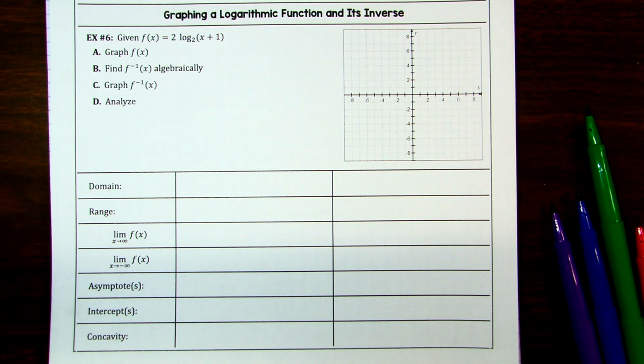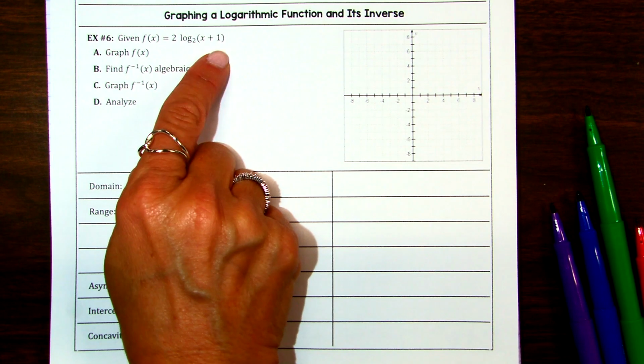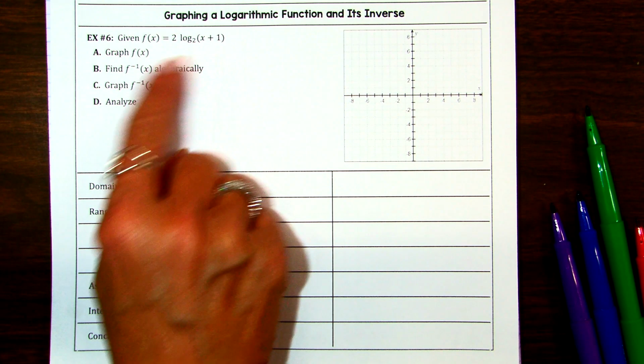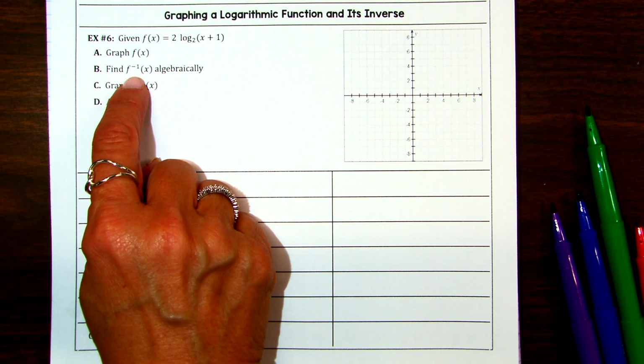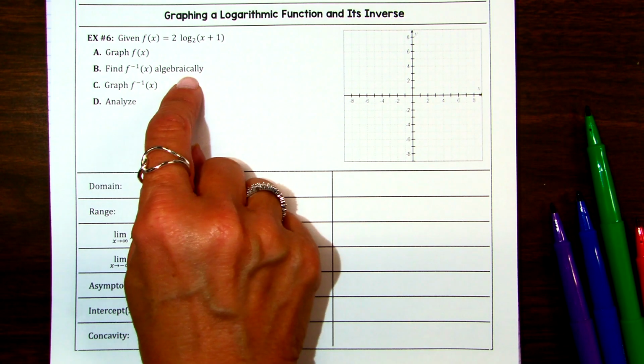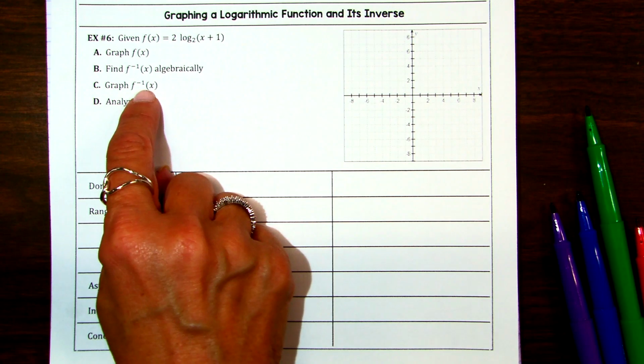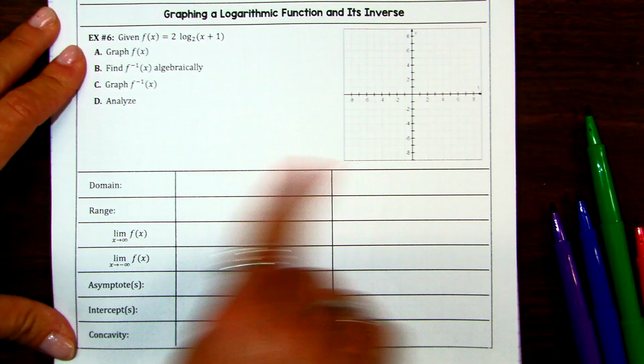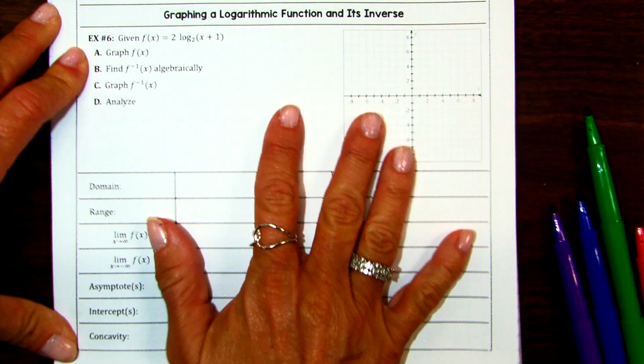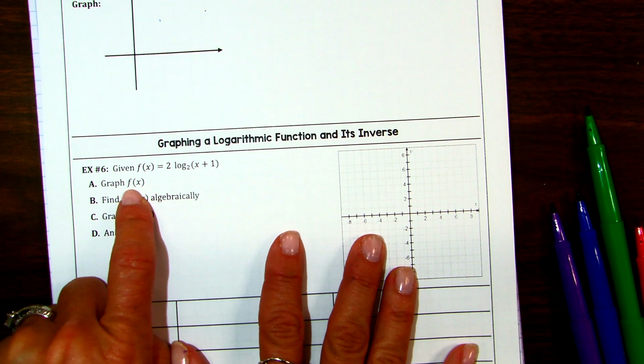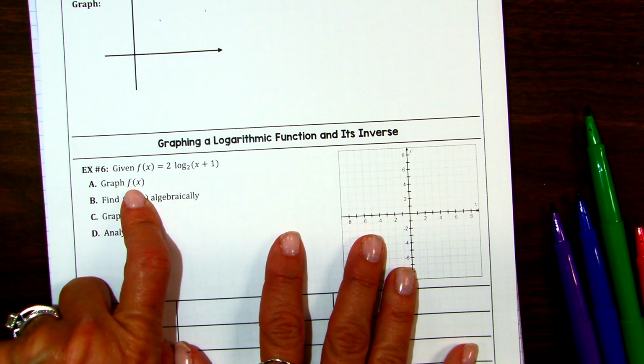We are good. Okay, so in example 6, there are 4 things for us to do. Graph the given f of x, which is a log function, okay? Find the inverse, understand the language, that means inverse. Find the inverse algebraically. Then graph the inverse, and then analyze, which is answer all the questions. All right, let's start with f of x. We're not trying to make life hard and make an XY chart and all that stuff.